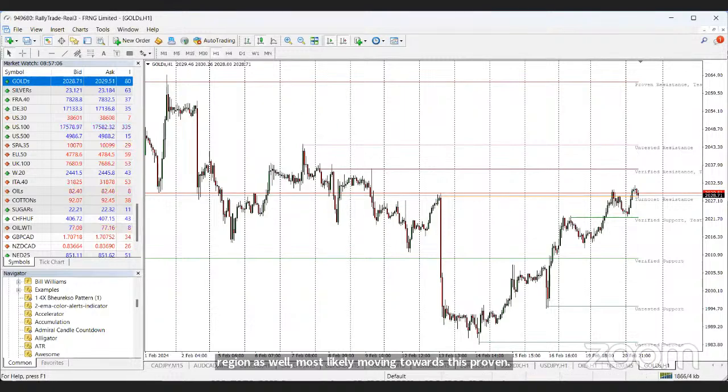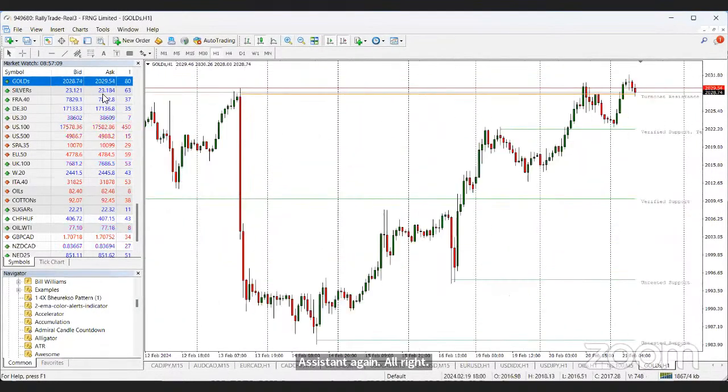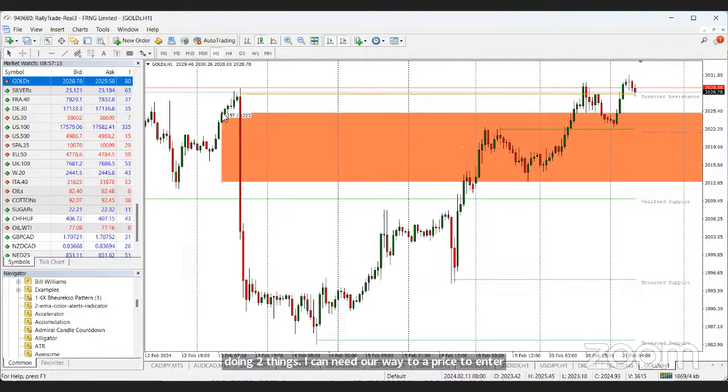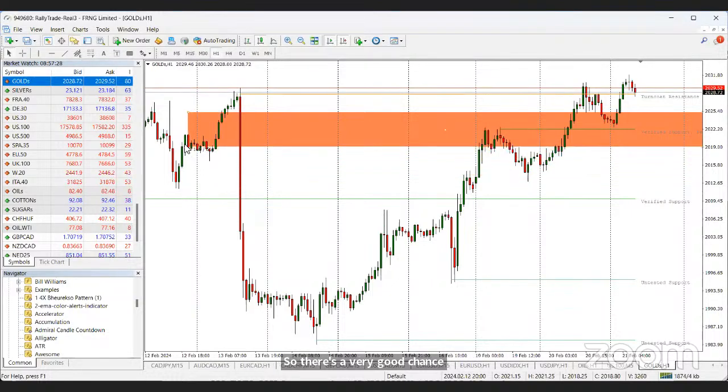All right, so for me, I'm going to be doing two things. I can either wait for price to enter this region and then I continue for my buy. Okay, I can wait for it to do a proper recovery like it did here the last time. As you can see, it went here, came down here, and then pushed back up. So there's a very good chance it might actually do the same thing. So I'm going to be waiting it out.